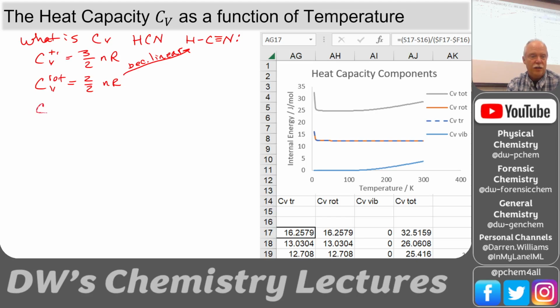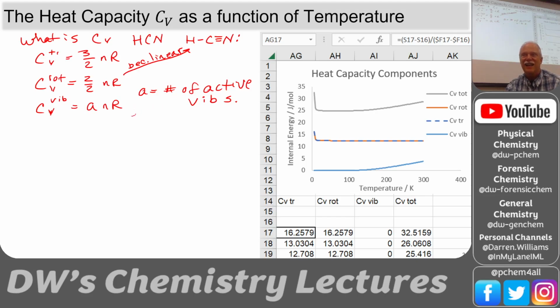Okay. And then CV vibe. What's that? It's ANR. Okay. And what is A? A equals number of active vibrations. Okay. Low temperatures, ground state is active, right?